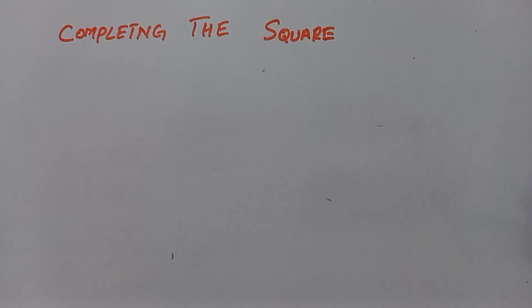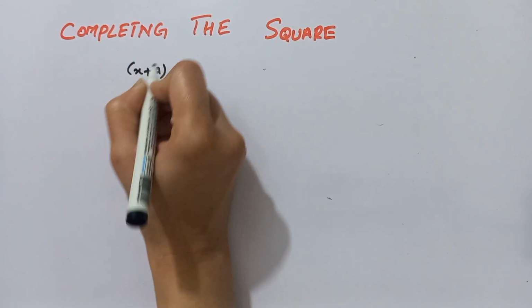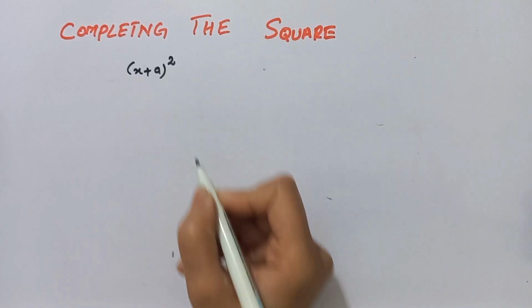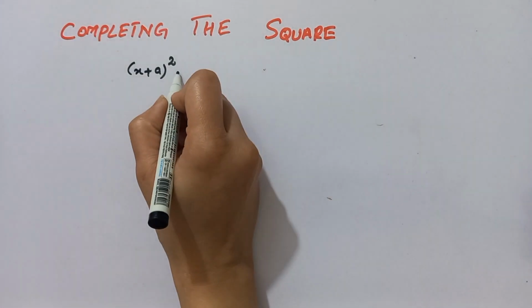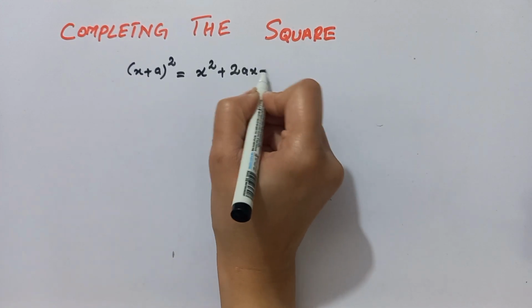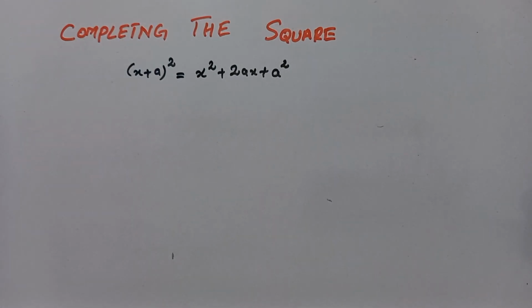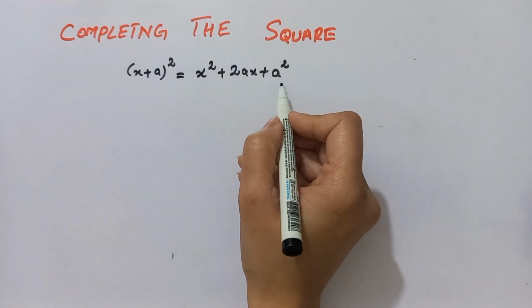Hello everyone. Let's learn how to complete the square of a quadratic expression. Completing the square of a quadratic expression means that any quadratic expression can be written in the form (x + a) whole square. And we know that (x + a) whole square equals x square plus 2ax plus a square. So we need to convert a quadratic expression into this form.